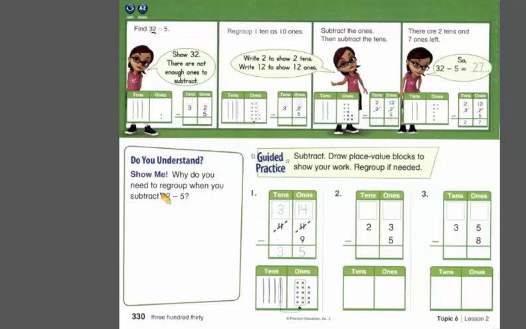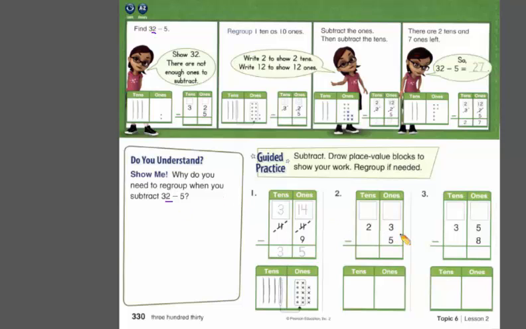Why do you need to regroup when you subtract 32 minus 5? Do we have enough ones? No, there are not enough ones in 32 to subtract 5. I don't have enough ones to subtract 5 from it.